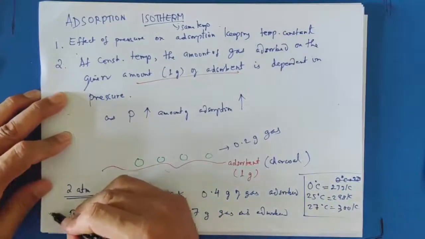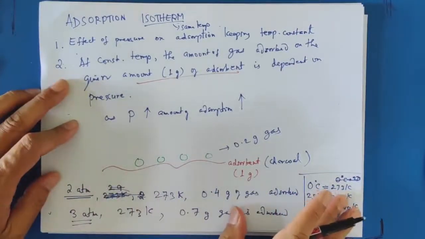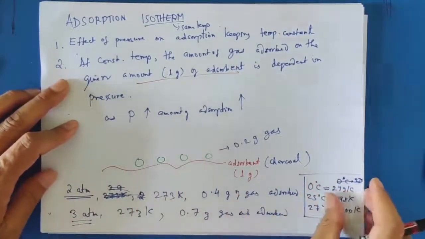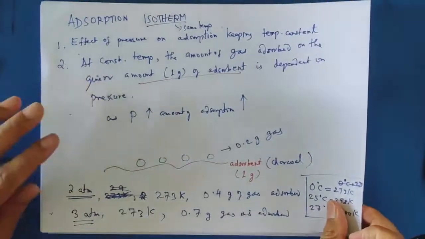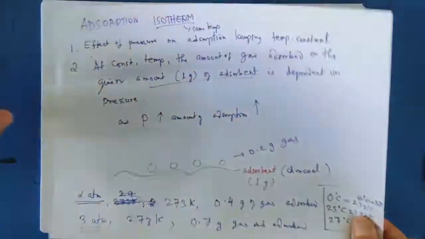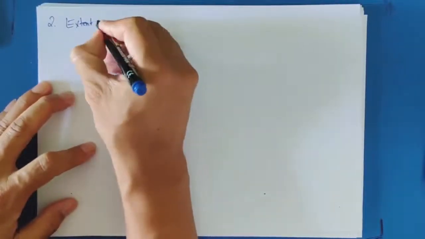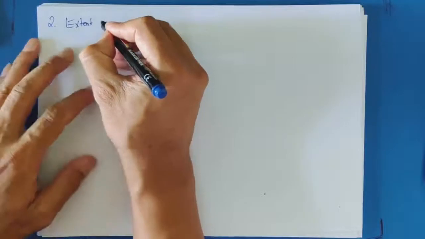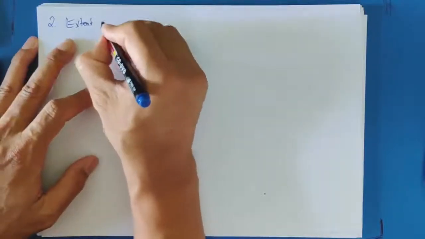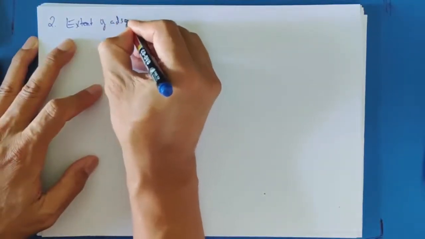Now in the adsorption isotherm we will draw a graph. Next point: the extent of adsorption, how much gas is adsorbed.